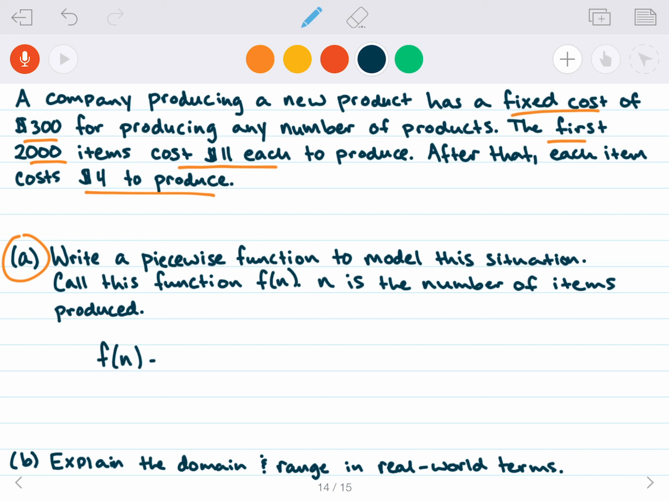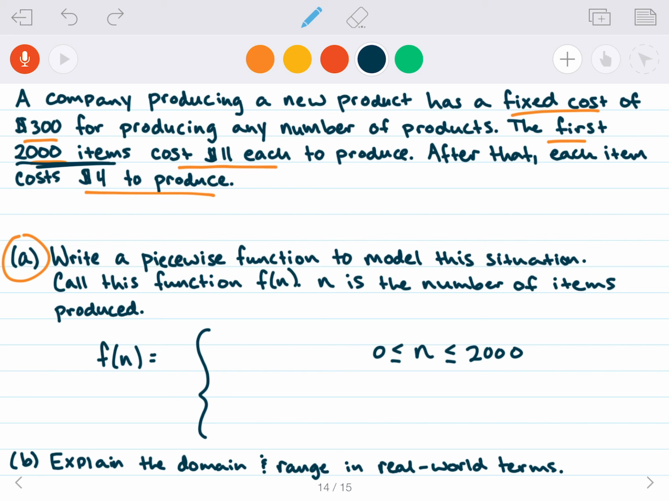So we're going to have two separate rules, right? Because we have some constraints here. The first one, we're going to have some cost for the first 2,000 items. So the first 2,000 items, n, I can represent by n is greater than or equal to 0, and less than or equal to 2,000, excuse me. So how many items we're talking about is part of our domain, right? Because it's our input here. And the cost is going to be our range.